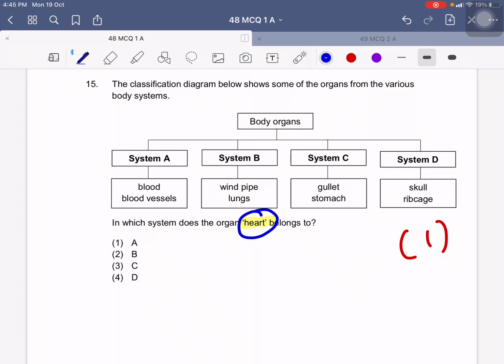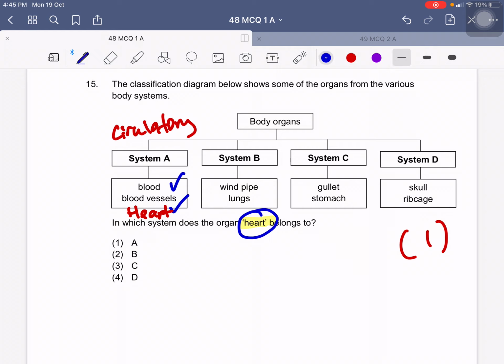Okay, so heart is part of this system, and the other parts that are working together with the heart will be the blood and the blood vessels. So this is the circulatory system, and heart is part of it. Alright, so the answer will be 1.